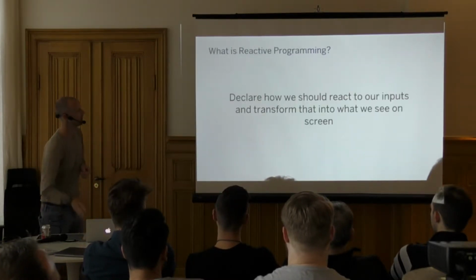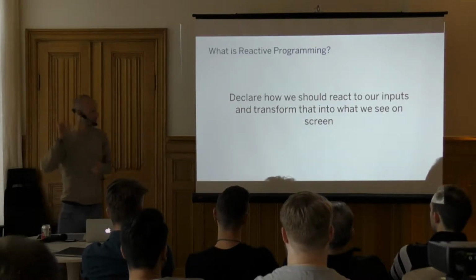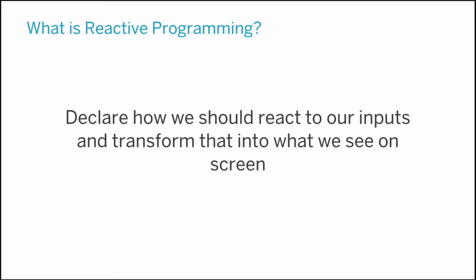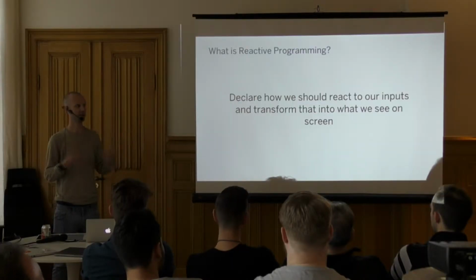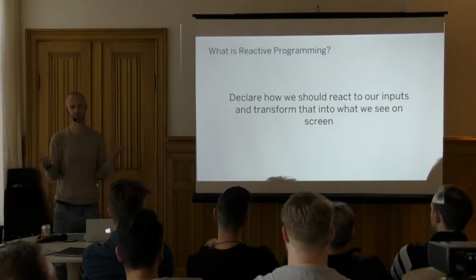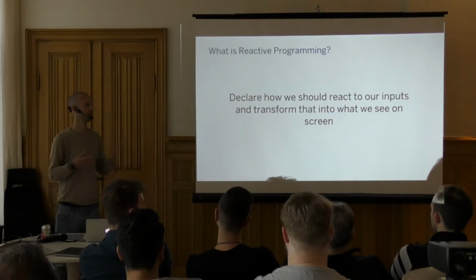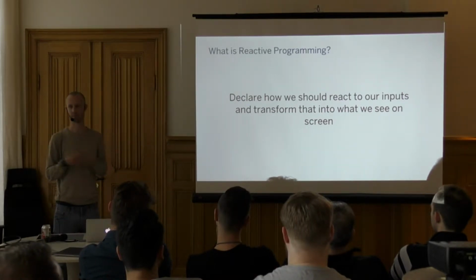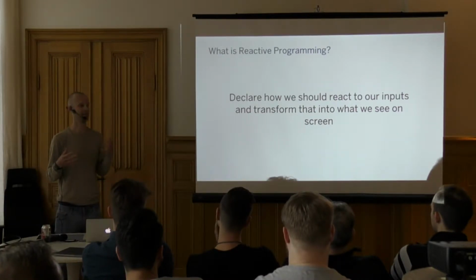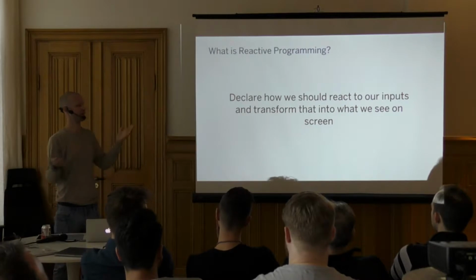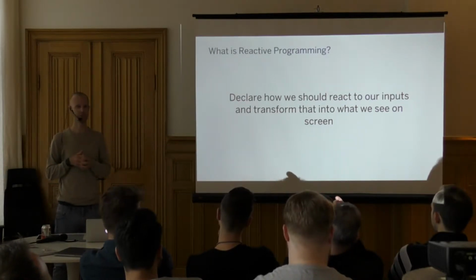So what is it we're actually doing? We're basically declaring how we should react to our inputs and how we want to transform those into what we see on screen. So let's say that we have a button press that's going to start a chain of reactions, which is finally going to be bound into some view or some label. And that's basically what it all is. We're declaring these rules of how we should react to our inputs.